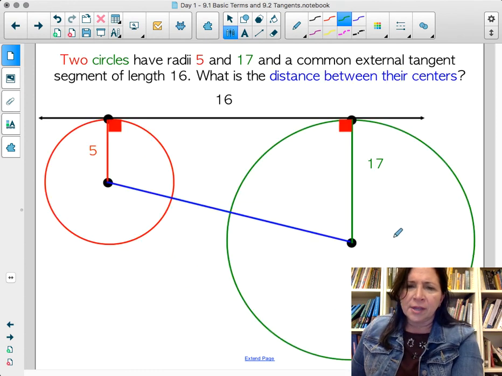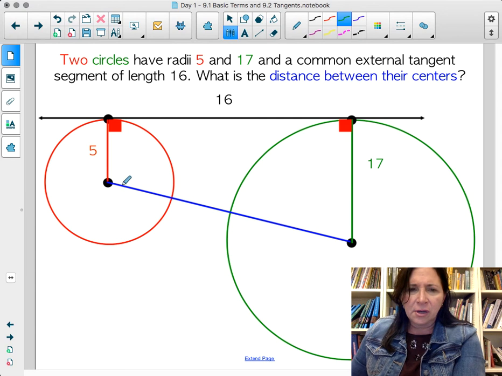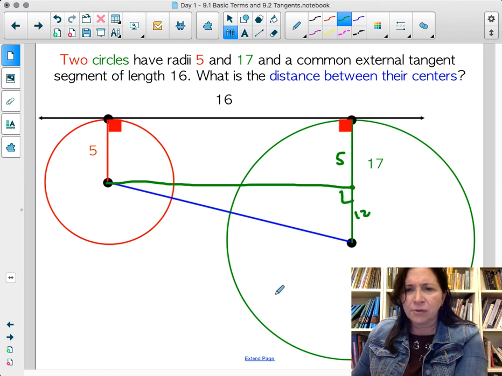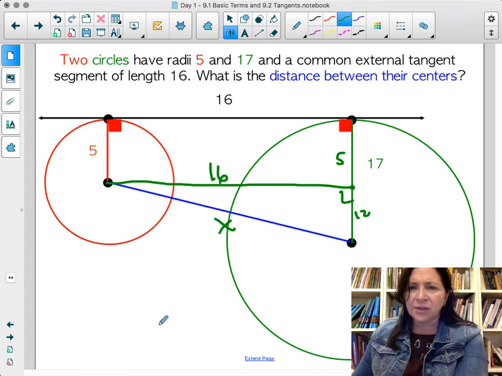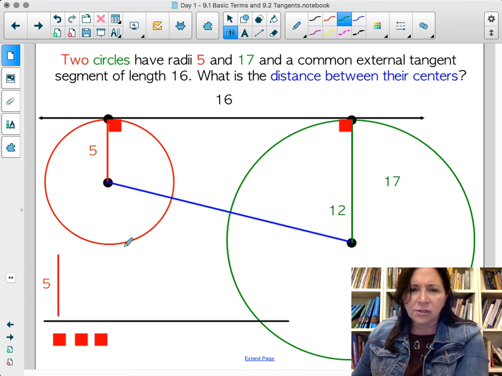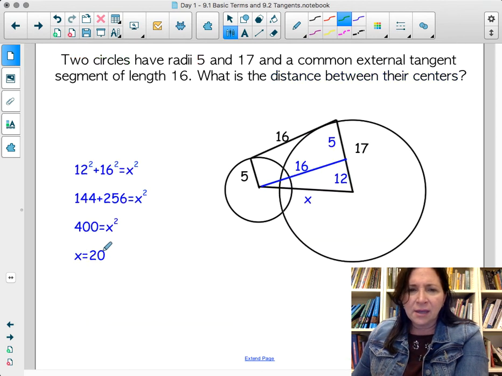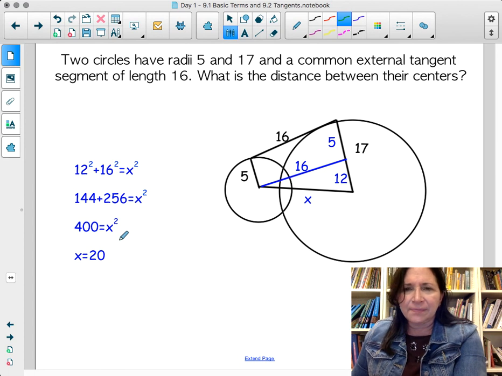Working that out, there's my picture. Remember this distance here is 5, which makes this 12, which makes it a right triangle. This is 16, that's 12, and you're trying to find the distance. You can work that out. The distance ended up being 20. Here's the work: you have 144 plus 256 is 400. Square root both sides, you get 20.